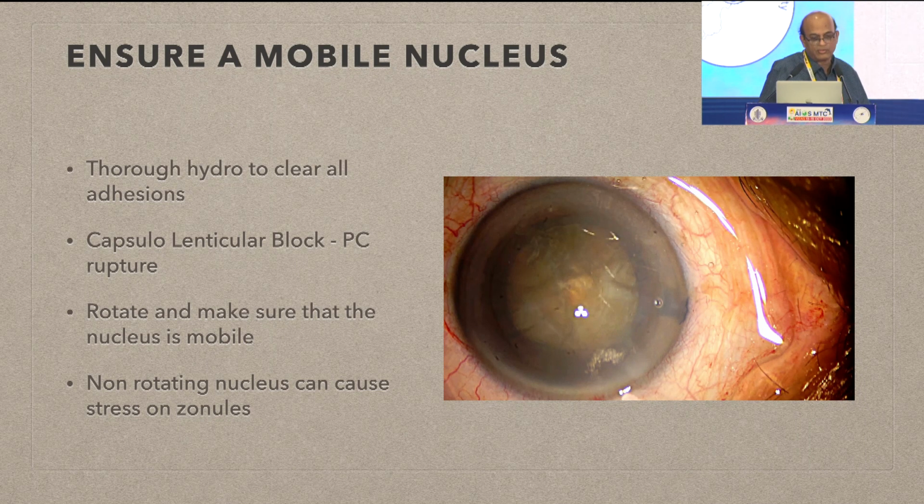So how do you do the hydrodissection? You have to inject a small quantity of fluid in multiple quadrants, frequently tapping the nucleus below and burping out the excess fluid from the posterior chamber. After the hydrodissection, one should always rotate and make sure that the nucleus is mobile in the capsular bag, and that it has completely broken off all the adhesions. A non-rotating nucleus can be difficult. It can cause stress on the zonules, and one might end up with a zonular dialysis also.